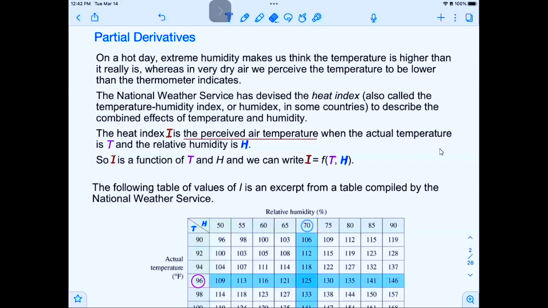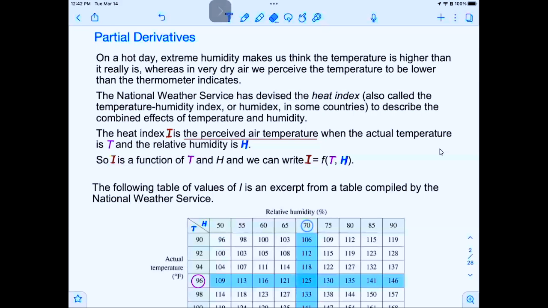Hey, Chester, can you read from here to here? The National Weather Service has devised the heat index, also called the temperature humidity index, in some countries. It describes the combined effects of temperature and humidity. The heat index, I, is the perceived air temperature, where the actual temperature is T, and the relative humidity is H. Okay, thank you.